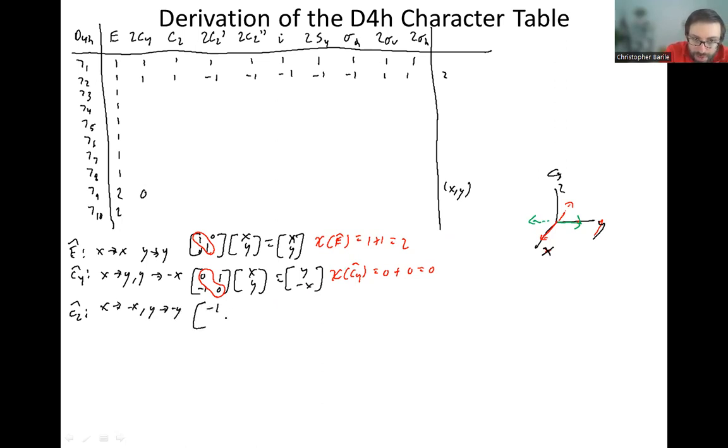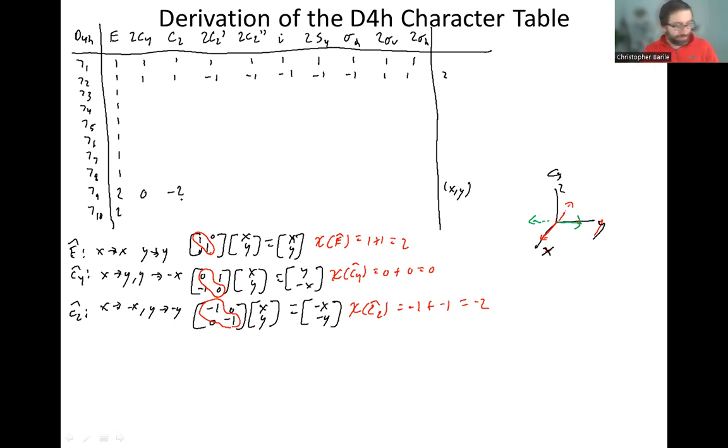That 2 by 2 matrix is going to be negative 1s across the diagonal. That's the matrix that explains how x, y goes into negative x and negative y. You take the trace of that matrix and you get negative 1 plus negative 1, right? The sum across the main diagonals equals negative 2. So the character under C2 is negative 2.